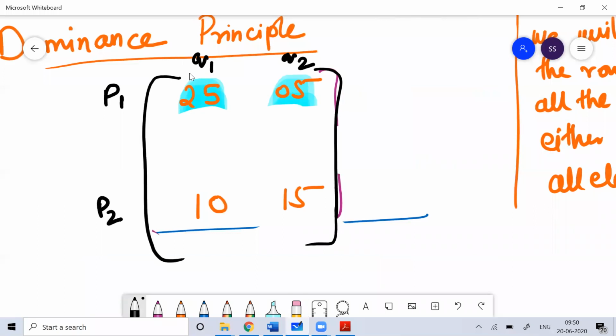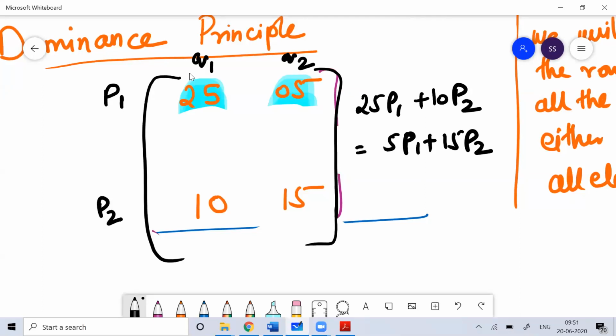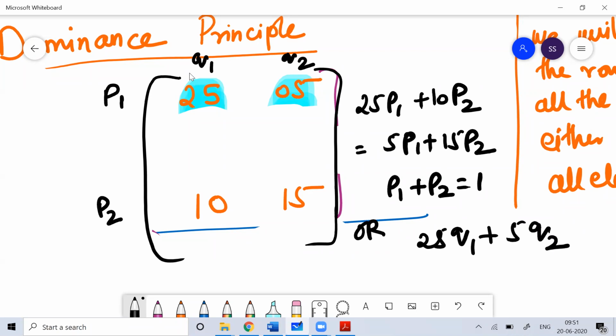Fine. Now you can write it in terms of probability: 25p1 plus 10p2 is equal to 5p1 plus 15p2, and you know that p1 plus p2 is equal to 1. You can solve this and you'll get the answer. Or you can write 25q1 plus 5q2 equal to 10q1 plus 15q2, where q1 plus q2 is equal to 1.